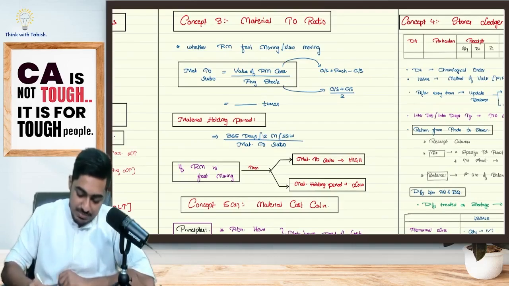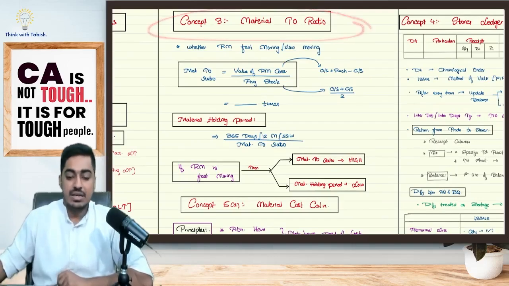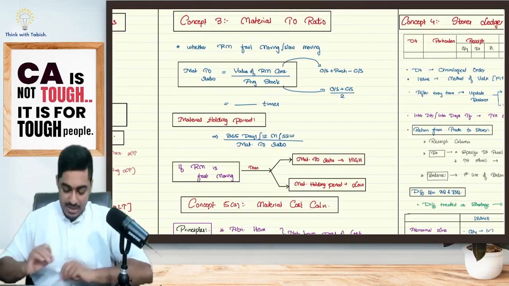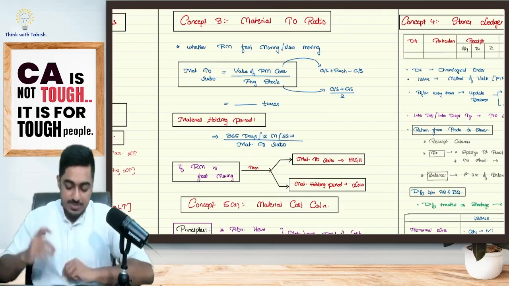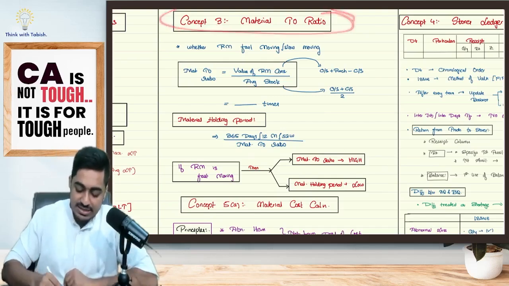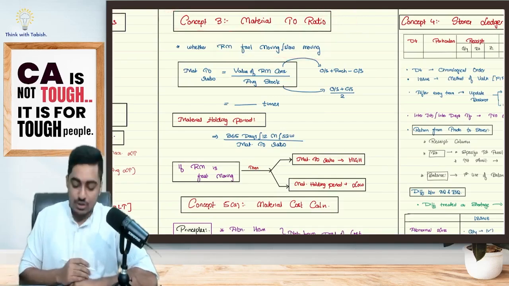Which is concept number 3, material turnover ratio and its related concepts. Okay, so pay attention everyone. What this concept explains is whether my raw material is fast moving or slow moving.